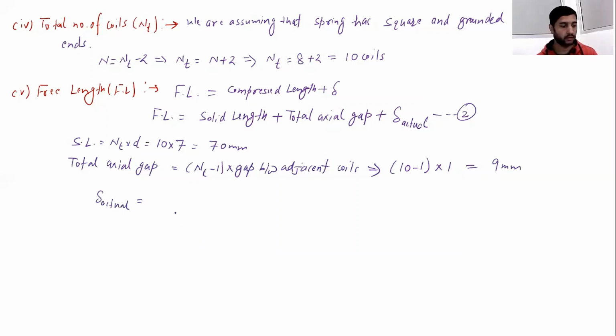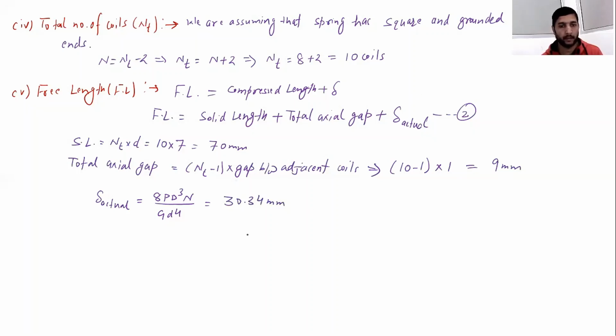So actual deflection you will find from the load deflection equation as 8PD cube n upon Gd4. So put all the values, now you can put the value of n as 8 coils, and P and D are given to us, all the terms are given to us. So when you put all the values, you will get the actual deflection as 30.34. So this is the actual deflection which you will use here.